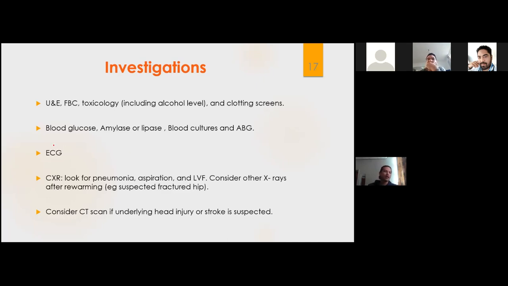As I discussed earlier, we have to do the ECG to see if the patient has any ECG abnormalities. We have to perform chest X-rays to look for pneumonia or any signs of aspiration. For older people, after the rewarming, we have to suspect a fractured hip, because a fractured hip can lead to immobility, and that can predispose the patient to cold temperature and subsequent hypothermia. So we should consider a pelvic X-ray as well. We need to consider a CT scan if we suspect any underlying head injury or stroke.